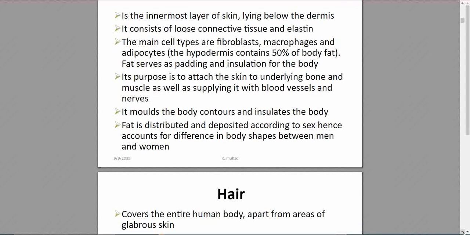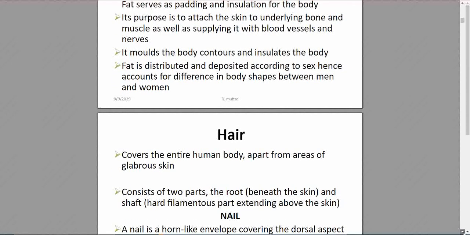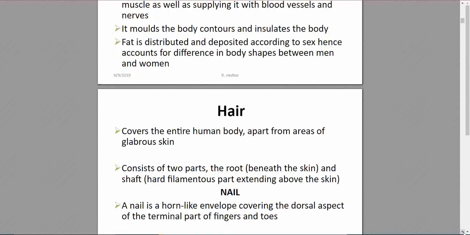So its purpose is to attach the skin to the underlying bone and muscle, as well as supplying it with blood vessels and nerves. It moves the body, contours and insulates the body. Fat is distributed and deposited according to sex, hence accounting for the difference in body shapes between men and women.